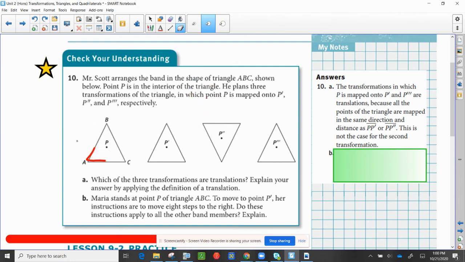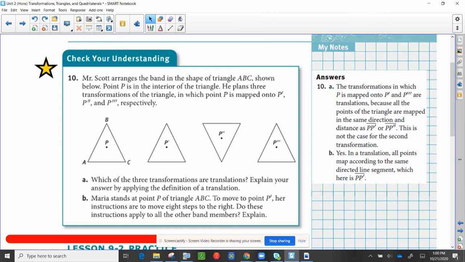Okay. And then B says Maria stands at point P of triangle ABC. To move to point P prime, her instructions are to move 8 steps to the right. Do these instructions apply to all of the band members? So think of that. If her instruction is to move 8 units to the right and it's a translation, would that apply to all the band members or just Maria? It should apply to all of them.